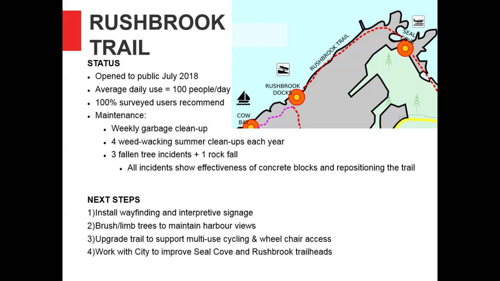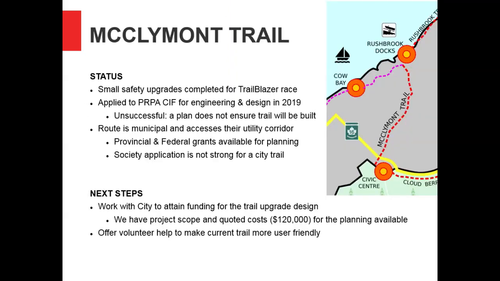Among the next steps outlined above, Cane Trails is really eager to continue working with the city to improve the trailheads at the Rushbrook Floats end and the Seal Cove Slough end. The McClymont Trail is also an integral part of the Phase 1 loop, in that it's an important pedestrian commuter trail that links the waterfront with the Civic Center. It sees extremely high usage, even in its current condition.